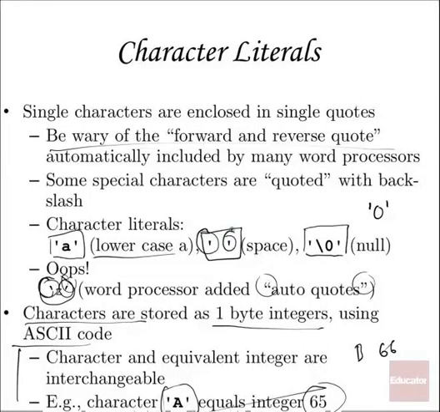Like if you had, for example, define it as a char type, A is equal to quote A, quote, semicolon. Let's make it capital A. So that will store a 65 in this memory position.